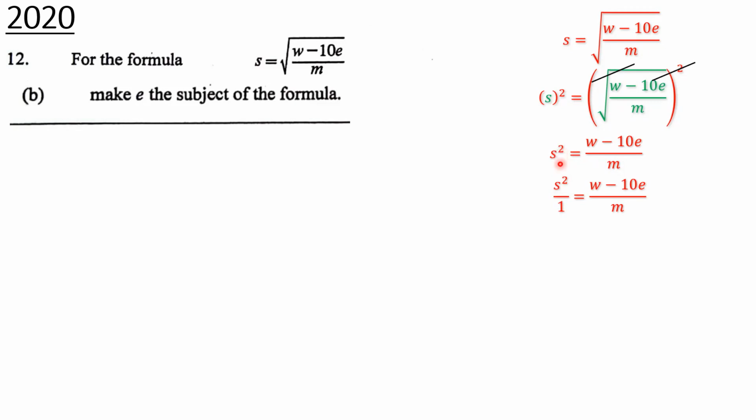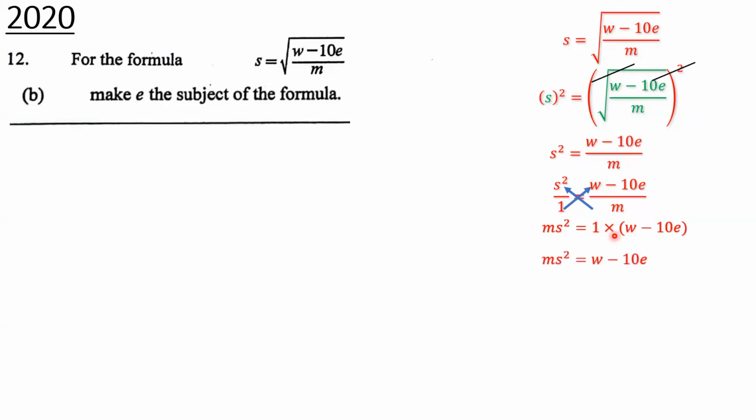And S squared is the same thing as S squared over 1, because a quantity divided by 1 is the quantity itself. For example, 2 over 1 is still 2. 3 over 1 is still 3. And so S squared over 1 equals W minus 10E all over M. We're going to cross multiply. So S squared is going to be multiplied by M, these two. And then 1 is going to be multiplied by W minus 10E. Now, M times S squared is MS squared. And then 1 times W minus 10E is right here.